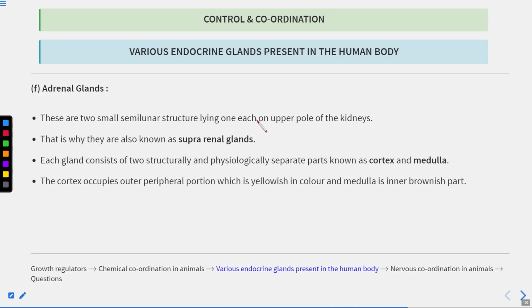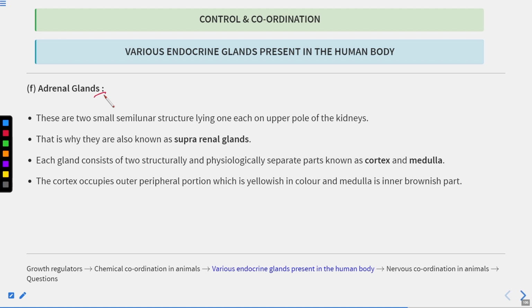Clear? Now let's talk about the adrenal glands. These are two small semilunar structures lying one each on the upper pole of the kidneys. So they are present above the kidneys, which is why they are also known as the suprarenal glands. They are two in number, and their structure is semilunar.